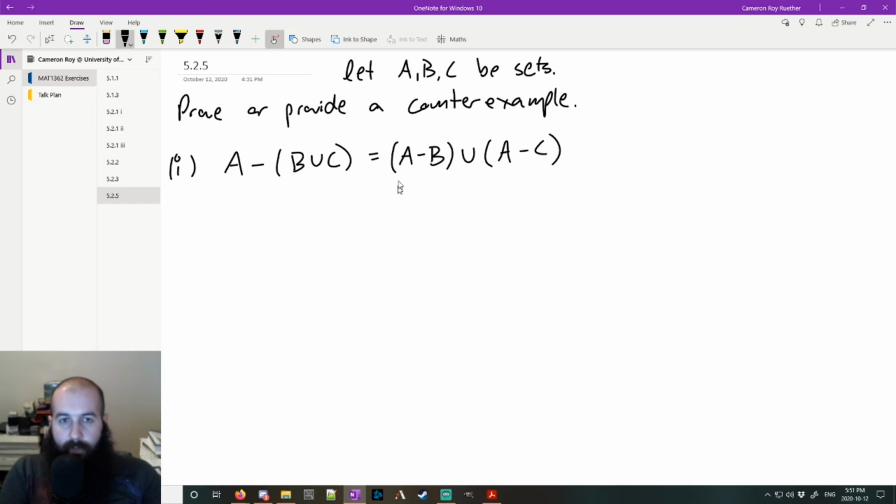5.2.5 again wants us to consider three generic sets A, B, and C, and we are to prove or provide a counterexample for some statements. The first statement is whether the set A remove the set B union C is always equal to A remove B union A remove C. Now this is false. These are not always equal. So consider the counterexample.